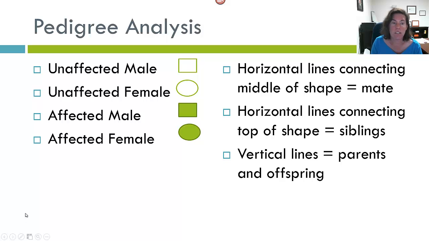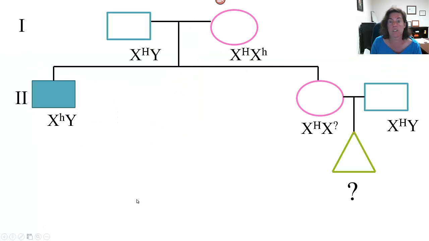So in situations like this, we draw pedigrees. Once again, for an unaffected male, we're going to give him a square with nothing in it. An unaffected female, a circle with nothing in it. An affected male, a square shaded in. An affected female, a circle shaded in. And this is an example of the pedigree.